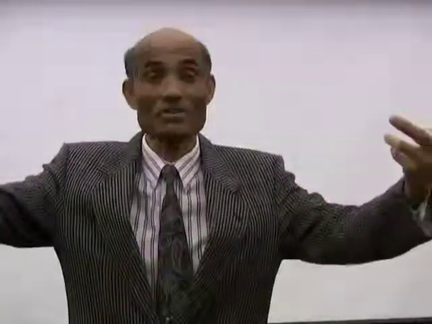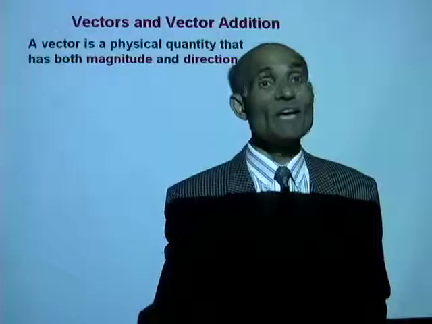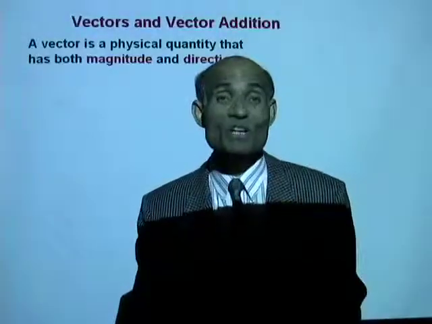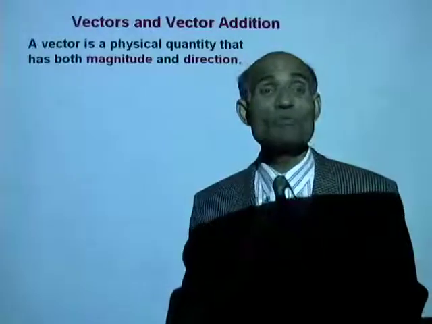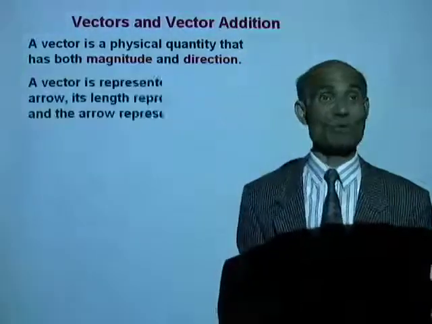So in this lesson, we are going to deal with vectors. How do we add more than one vector? When there are two vectors or three vectors, we will be able to add them to obtain a resultant vector. All right? All these things we are going to do in this lesson. Okay, let's start. A vector is a physical quantity that has both magnitude and direction.